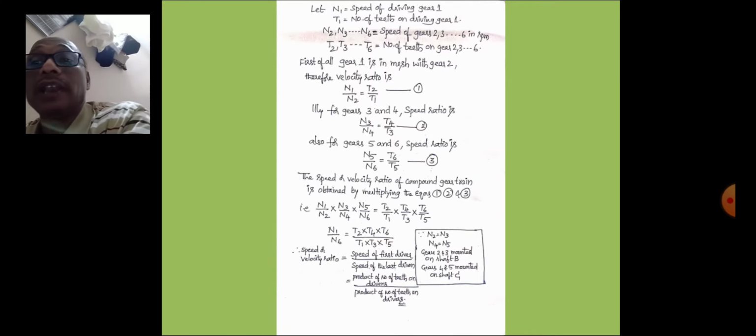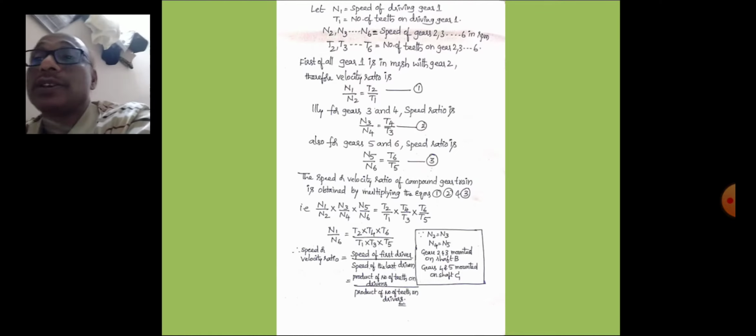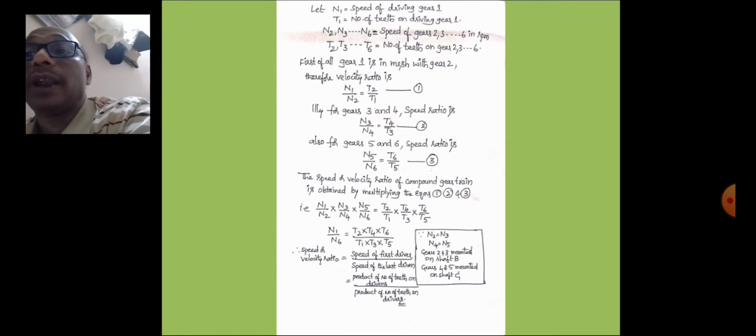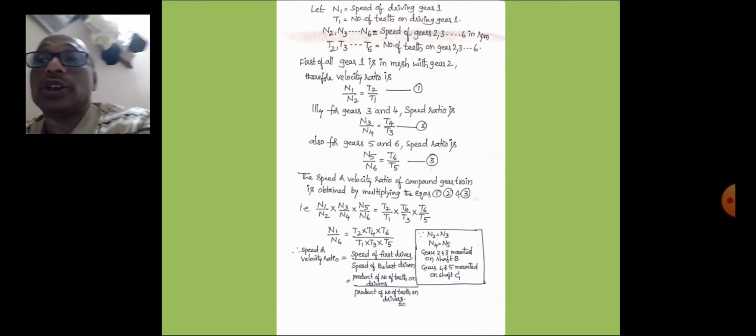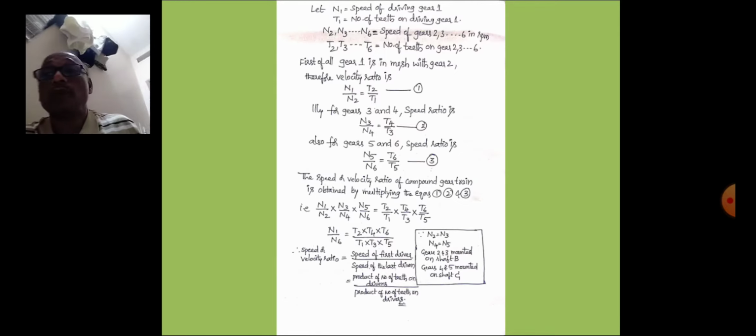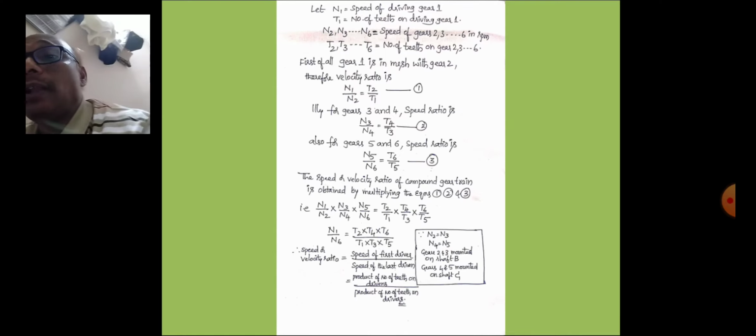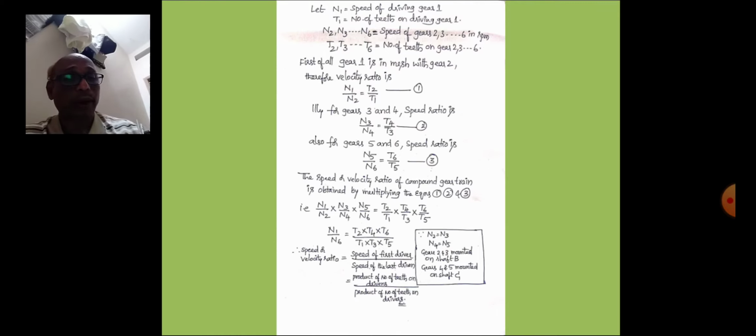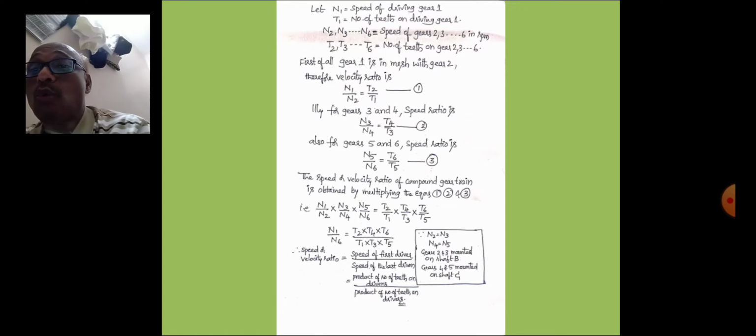Here, the last driven wheel is 6, but in between there are other drivens, 2 and 4. Gear 2 is a driven gear when gear 1 is the driver, while finding the velocity ratio between 1 and 2. When I am finding the velocity ratio between 3 and 4, gear 3 is the driver and gear 4 is the driven. When finding it between 5 and 6, 5 is the driver and 6 is the driven. So between the first driver and the last driven, there are 2 drivers and 2 drivens in between.